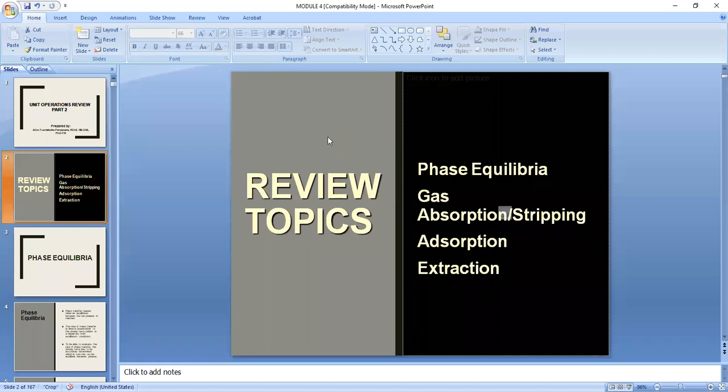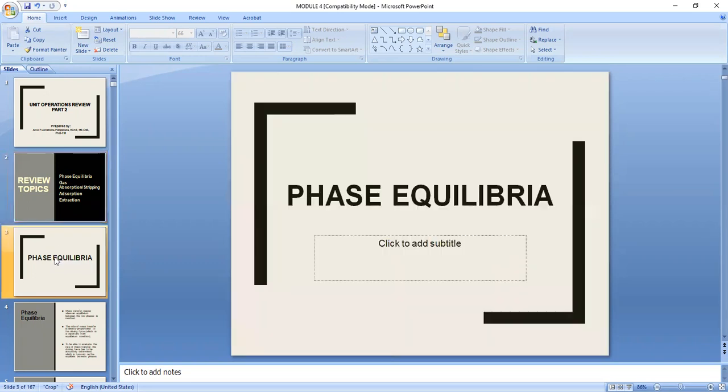The other processes will be discussed in the next set of slides, I think, which will cover leaching and distillation. And I think together with membrane separation. Okay, so let's start with phase equilibria.